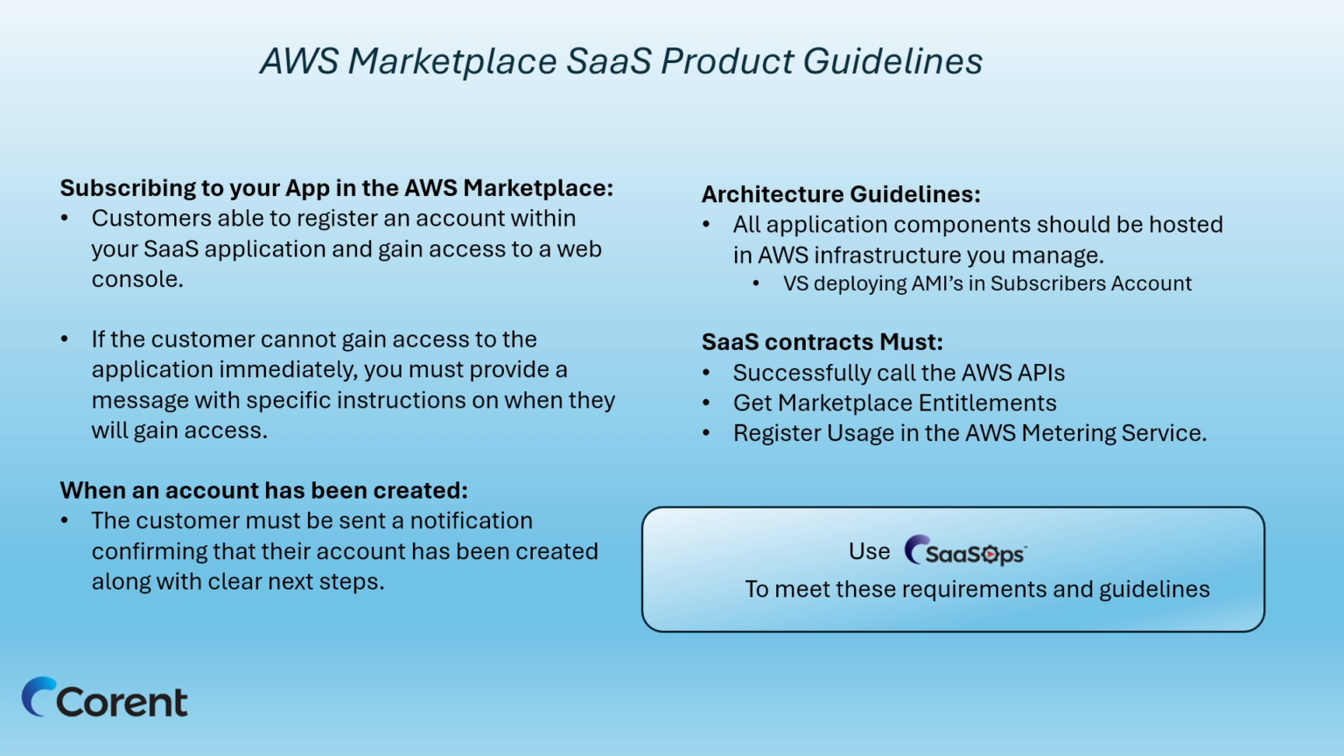So if they won't be able to get access to their application immediately, you need to provide instructions and messaging so that they know exactly when and how they will get their application. Then when the application is ready, you must send them a notification confirming that their account has been created, and then give them next steps so that it's a smooth process for your subscribers.